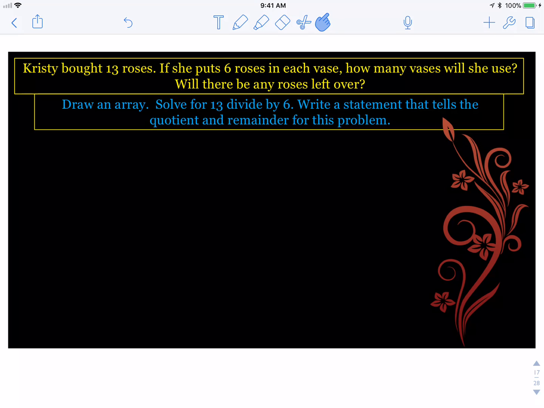Christy bought 13 roses. If she puts 6 roses in each vase, how many vases will she use? Will there be any roses left over? Draw an array. Solve for 13 divided by 6. Write a statement that tells the quotient and remainder for this problem. So go ahead, pause. We know that your array is going to have 13 dots in it, and it's going to have either 6 columns or 6 rows. So go ahead and solve.